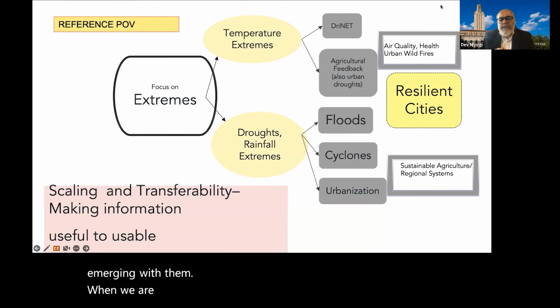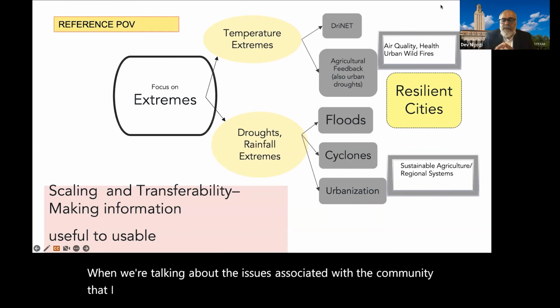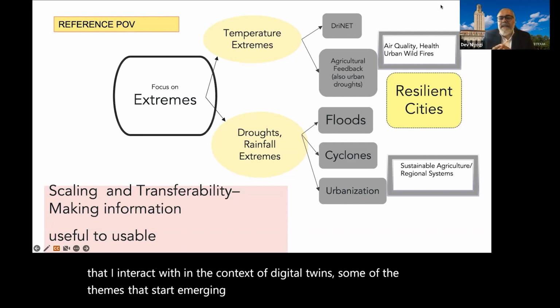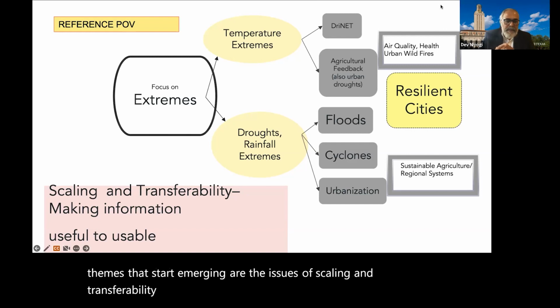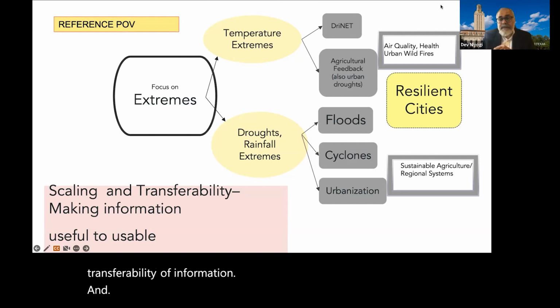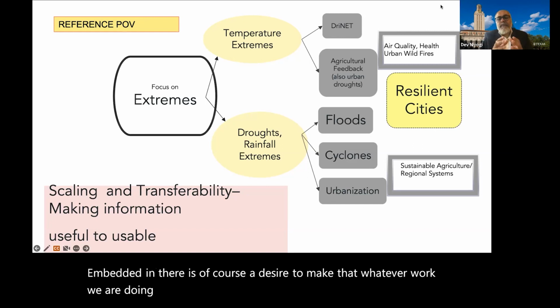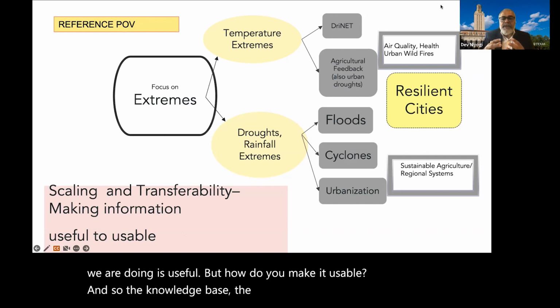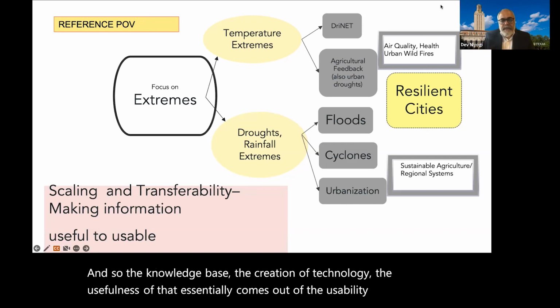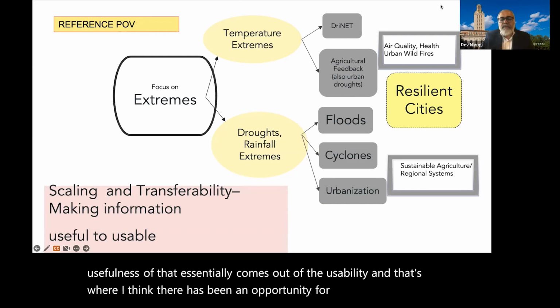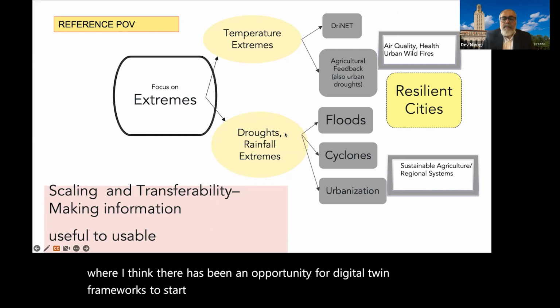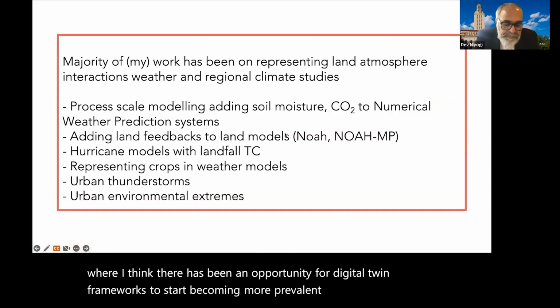When we're talking about the issues associated with the community that I interact with in the context of digital twins, some of the themes that emerge are the issues of scaling and transferability of information. Embedded in there is, of course, the desire to make whatever work we are doing useful, but how do you make it usable? The knowledge base and the creation of technology, the usefulness of that, essentially comes out of usability. And that's where I think there has been an opportunity for digital twin frameworks to become more prevalent than where they used to be.